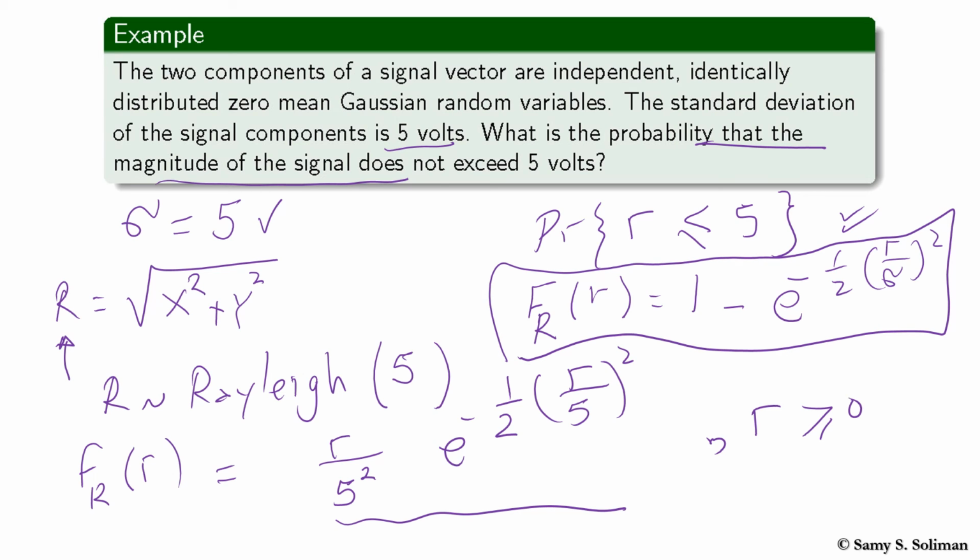And by substituting for small r by 5, you can easily get the required probability, which will be in this case 1 minus e power negative half, where r equals 5 and sigma is also equal to 5, so it is just 1 minus e power negative half.